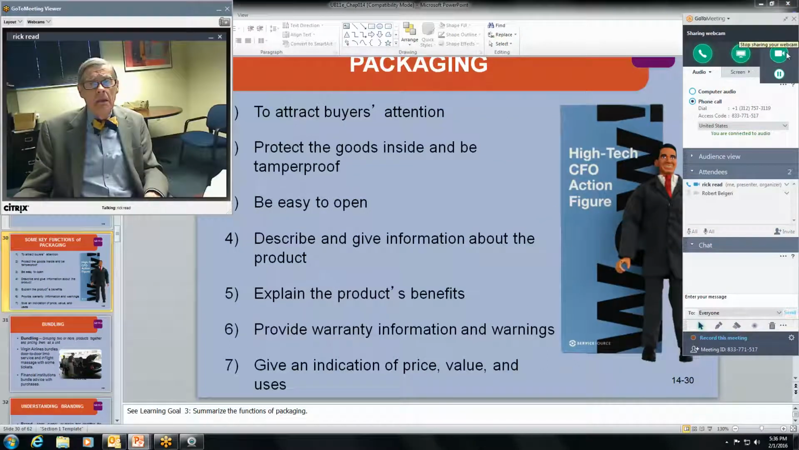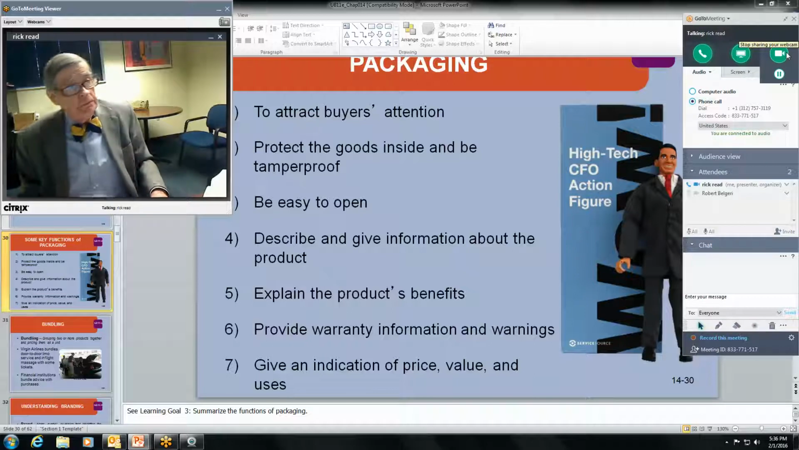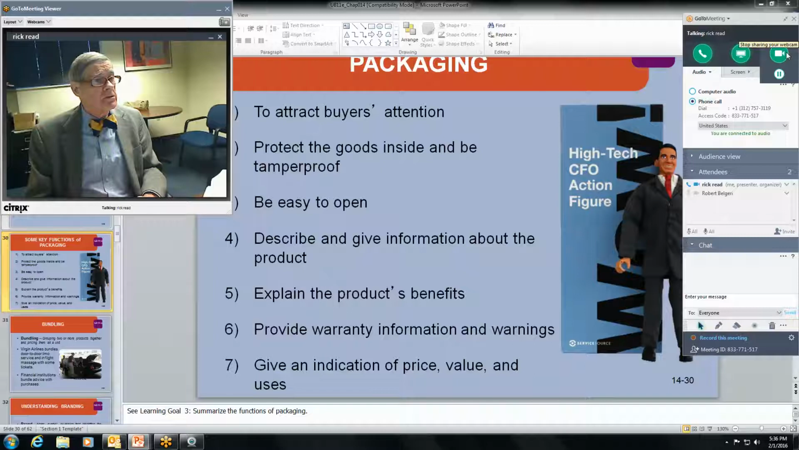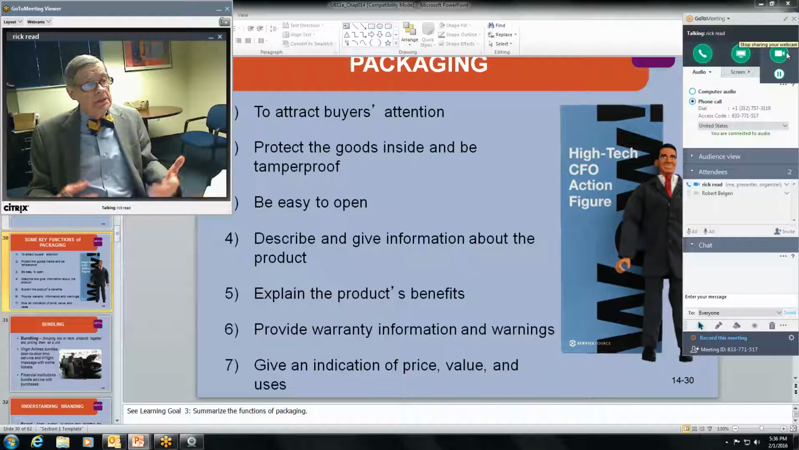And the first one is to get our attention. Some colors will get our attention a lot quicker than other colors. We want to be able to protect what's inside, but at the same time, we want it to be easy to open. Although I would question whether packages are really easy to open, because we're also in the era where we want them to be tamper-proof.